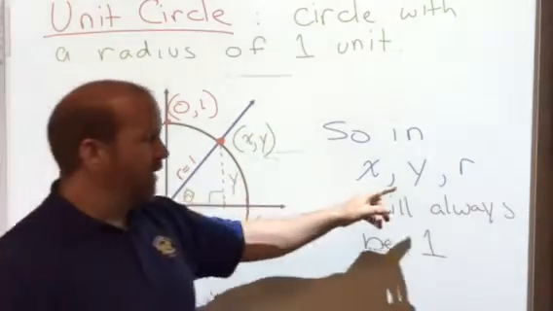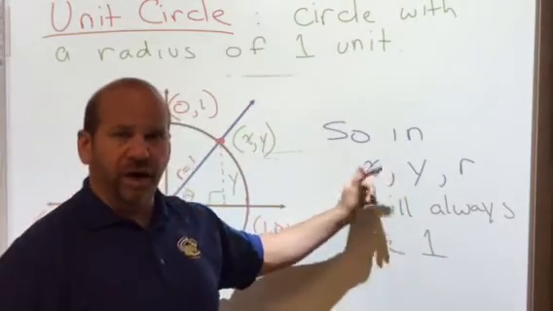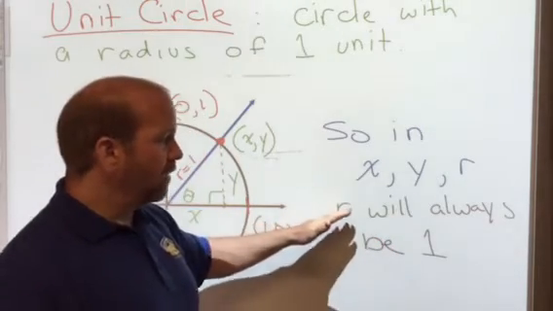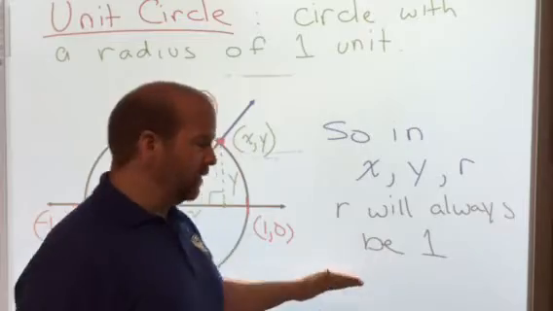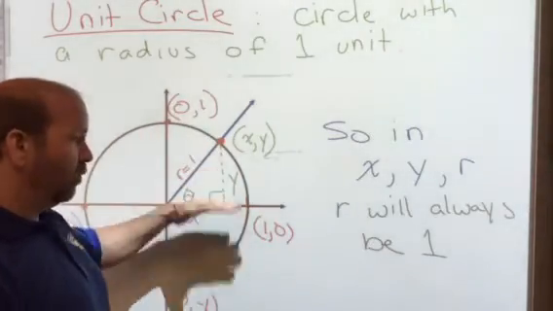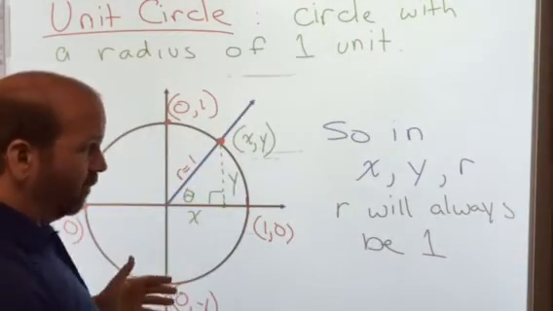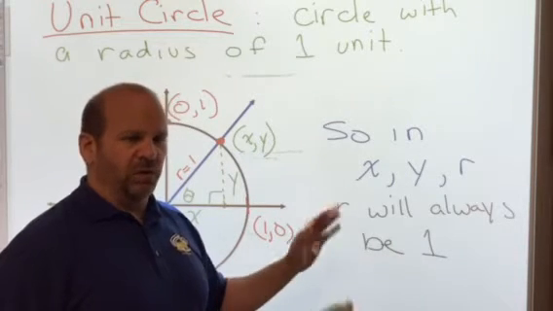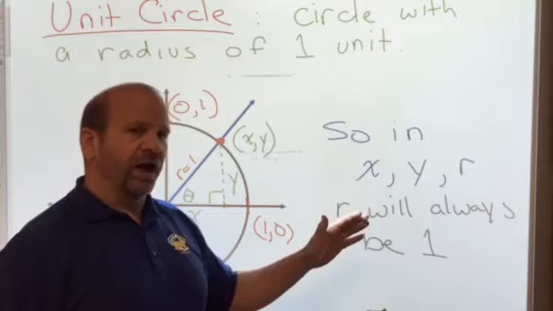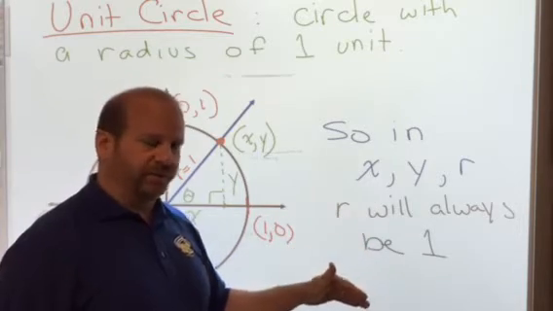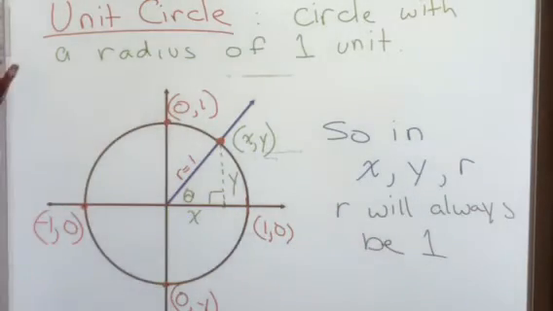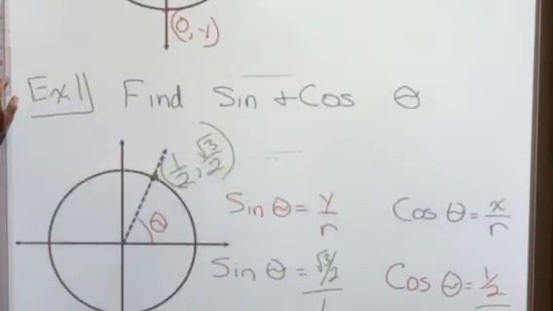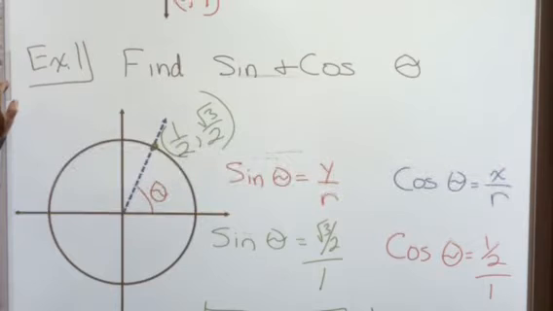So in x, y, and r, y over r, x over r, and y over x are sine, cosine, and tangent. r will always be 1 because the radius is always 1 in a unit circle. So when you have y over r for sine, it'll always be over 1, so it'll just be y for sine. Cosine will always be x because it's x over 1. So that kind of simplifies things for sine and cosine. So find sine and cosine in a unit circle.